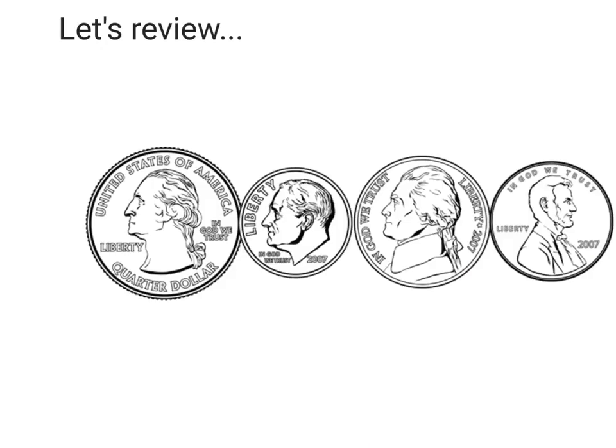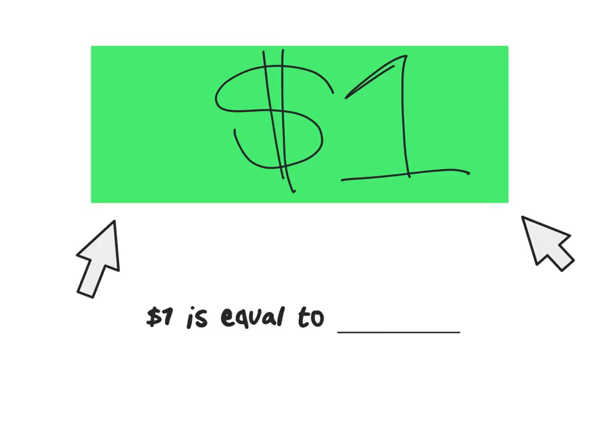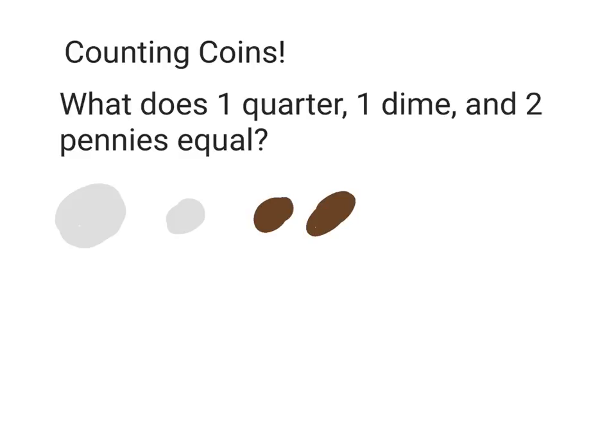Let's start by reviewing how much each coin is worth. All the way on the left here, this is a quarter, and this is worth 25 cents. Then the next one over is worth 10 cents, and that's our dime. The next one is our nickel, which is worth 5 cents. And then we have our penny, which is worth 1 cent. Now that we've got the cents down, let's make sure that we don't forget the dollar bill. So a $1 bill is equal to 100 cents. Let's go ahead and practice.